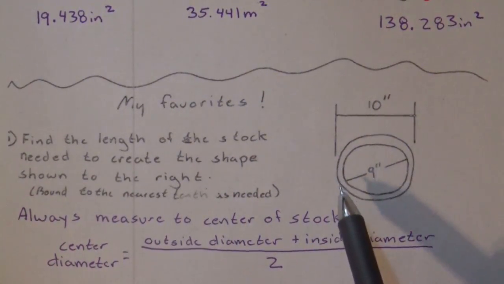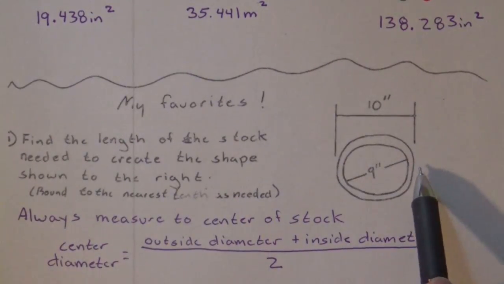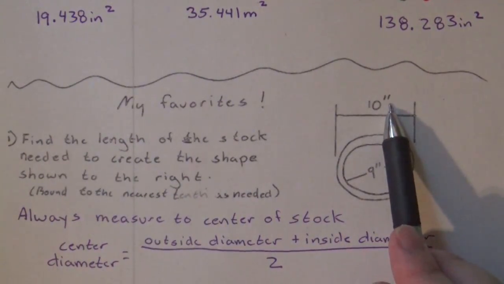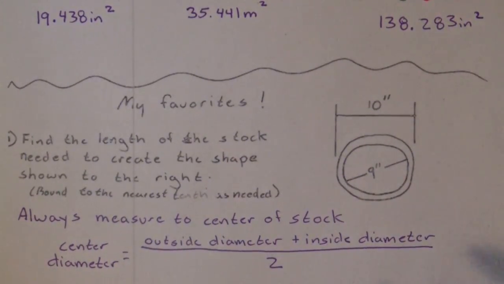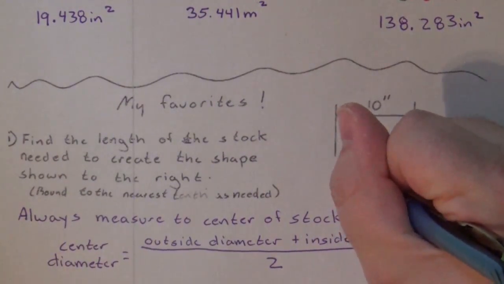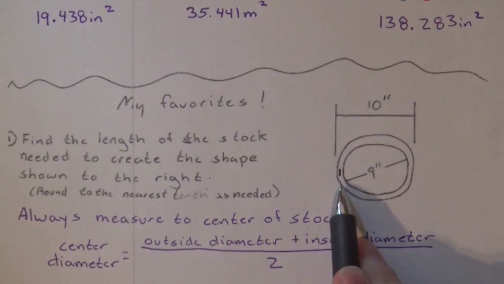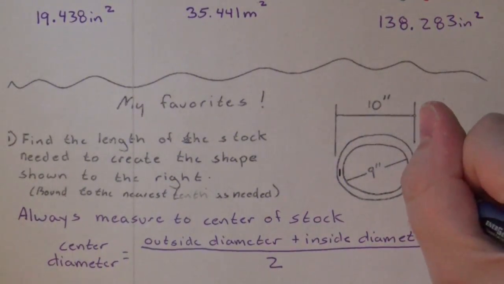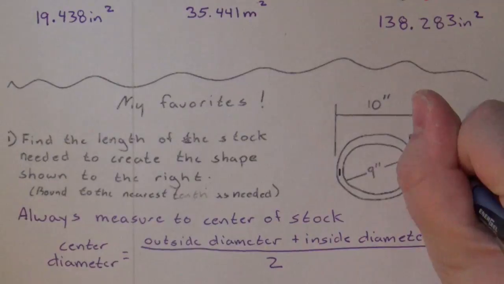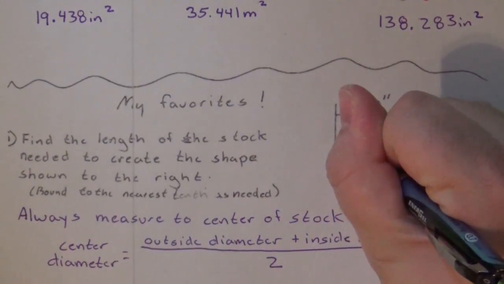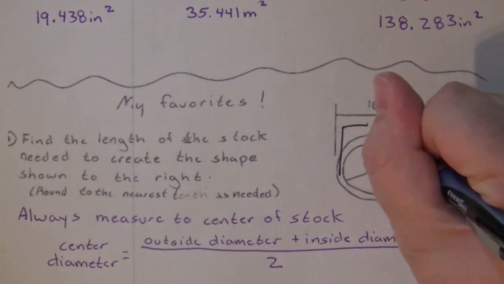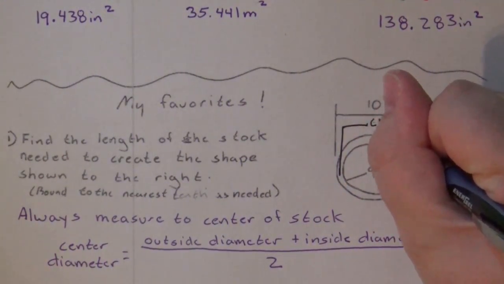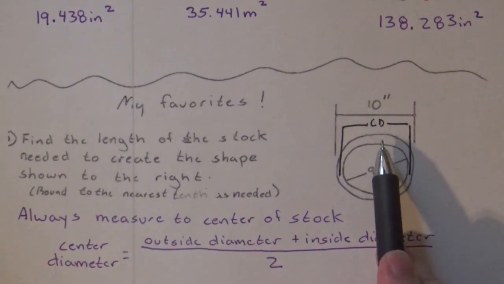Right now, we know two things. We know that the outer diameter of this stock is 10 inches. We know that the inner diameter is 9 inches. What we're trying to figure out is the center diameter. What do I mean by that? If I went right straight to the center here, and I'm going to bring this out, I'm trying to find this, and I'm going to put CD in there. I'm trying to find the center diameter.